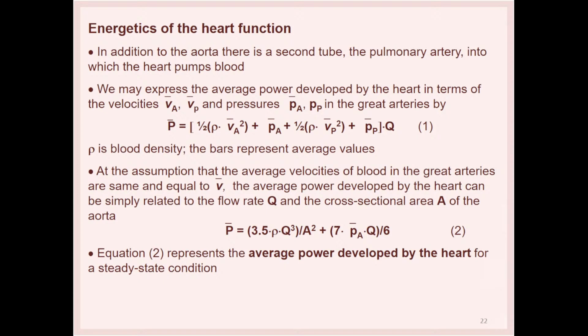Equation 1 on this slide determines the average power developed by the heart in terms of the velocities and pressures in the aorta and pulmonary artery. The bars represent the average magnitudes of those parameters. Equation 2 represents the average power developed by the heart for a steady state condition. You can see that this power developed by the heart may be computed in terms of the blood energy changes.